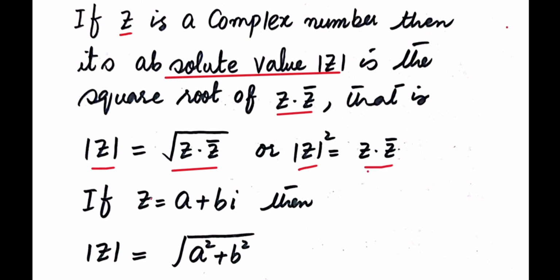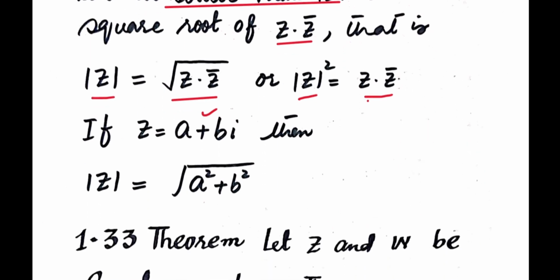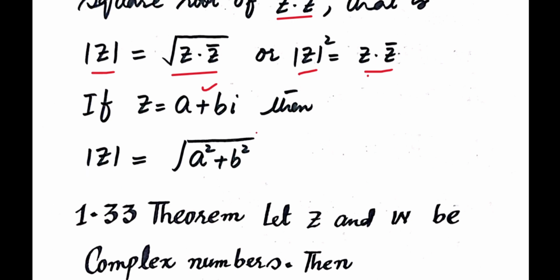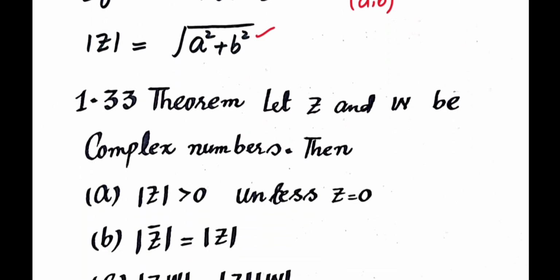If z is a particular number a plus b iota, then its absolute value or modulus can be defined as the square root of a square plus b square. Geometrically, you know the |z|, or modulus of z, is the distance of the point (a, b) from the origin in the complex plane. Next, we discuss theorem 1.33.